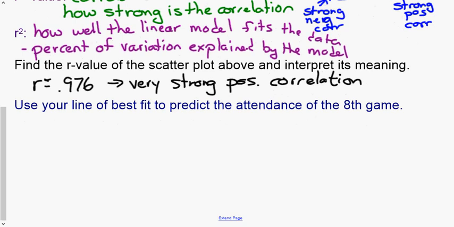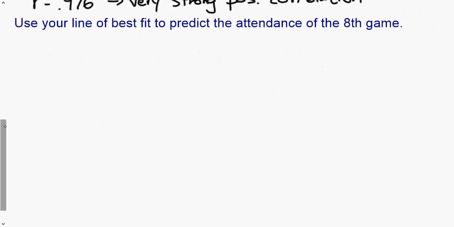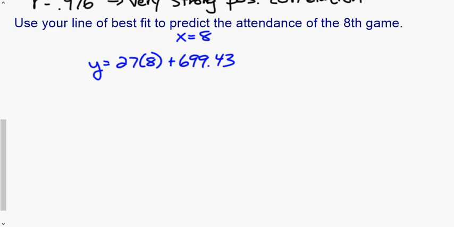The last thing we're going to do with these is you can use your line of best fit to predict. So again, X was the attendance, so we're going to put 8 into our equation. So we're saying Y equals 27 times 8 plus 699.43. And again, we're talking about people. So we're going to round to get about 915. So about 915 people would attend the 8th game if there was one. That's what predicting is.